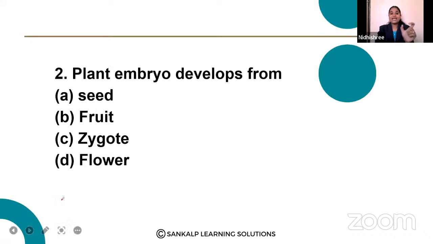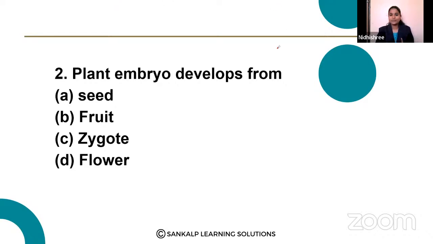Next. Plant embryo develops from option A, seed, B, fruit, C, zygote, D, flower. Who is going to answer this? Vinuta, Dyuti, zygote. Good. Darshan, seed. Fine. Madhu, seed. Deepti, Vinuta. Okay, the fight is going on between the seed and zygote. Let us see who wins.